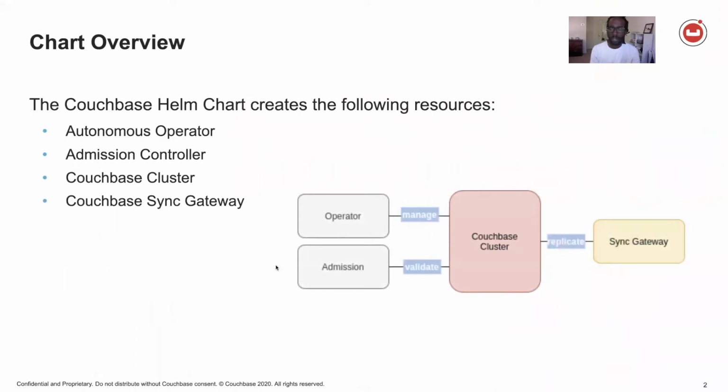So the Helm Chart is a really quick way to get started with installing a Couchbase Cluster. It installs the following resources automatically: the Autonomous Operator, the Admission Controller, which does validation, the Couchbase Cluster, and also Sync Gateway, which the Couchbase Cluster can replicate data to. And there are ways of installing that in the same Kubernetes cluster or in external Kubernetes clusters as well. The Helm chart helps with that configuration too.